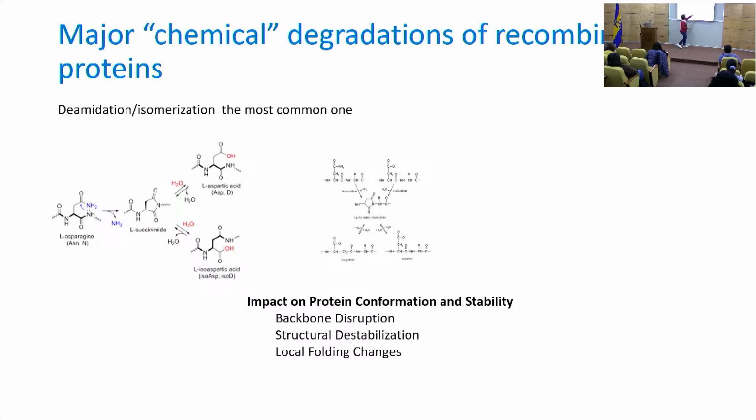Also here, the isomerization of aspartate to isoaspartate, and both of them could impact the protein. Isomerization could also occur during fabrication, development, formulation, and storage, and could impact the protein conformation and stability.